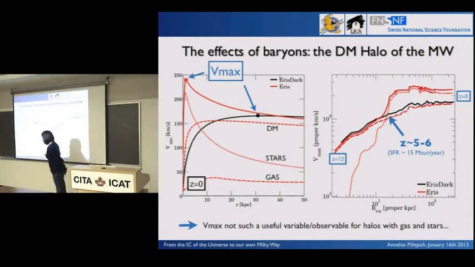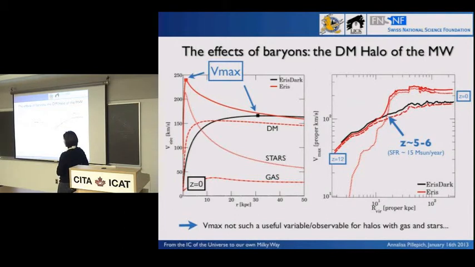Here I show you the rotation curves of the two hosts of the Milky Way. And again, I have one curve for Eris Dark, and this is a typical rotation curve of the Navarro, Frenk and White profile, compared to the rotation curves of the total matter in Eris. As you can see, this total component is so big because it's pushed up by the presence of a stellar component. So you can imagine the stars, they do form, and they are at the very center of the galaxies.